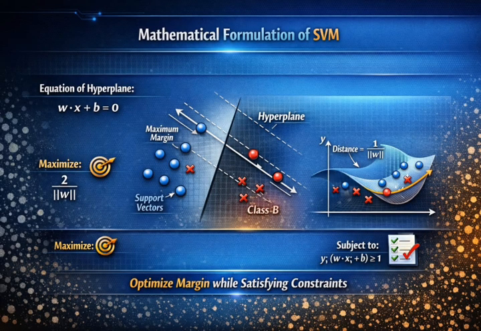Mathematically, the hyperplane is defined as w·x + b = 0. The optimization problem is to maximize the margin, which is 2 divided by the modulus of w. At the same time, we impose constraints so that all training data points are correctly classified. This leads to a convex optimization problem, which guarantees a unique solution.